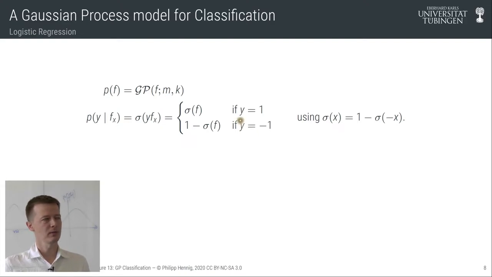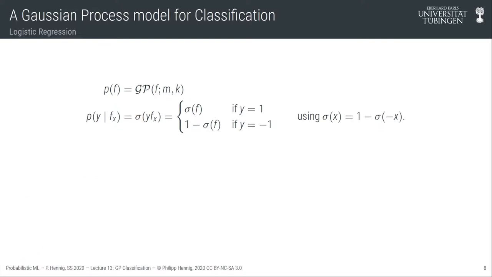By the way, here is where our decision to denote the class labels by plus or minus 1 really pays off, because this sigmoid function has this nice property that sigma of x is 1 minus sigma of minus x. So that's exactly the expression we need for the negative class. So we can simplify this annoying expression with two cases into this simple line, where we just say the probability to see class y, which is either plus or minus 1, is given by sigma of y times the latent quantity f. Great, so this is our likelihood function. That's it, we have it.